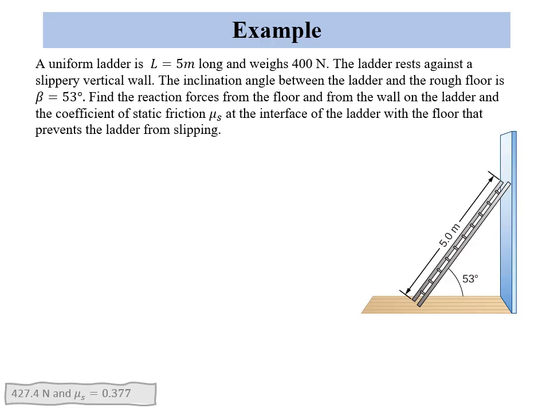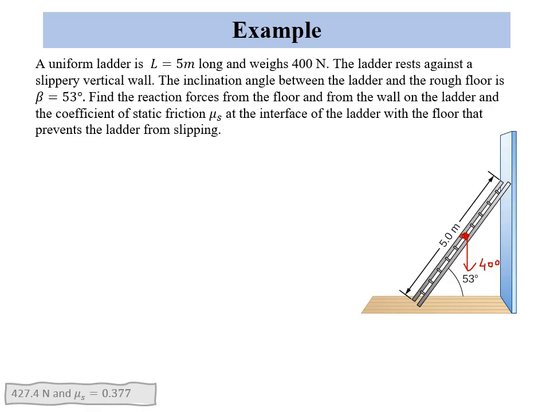The problem states we have a uniform ladder which has a length of 5 meters and it weighs about 400 newtons. Remember how in the previous problem the beam didn't have a mass, but this ladder does have a mass, so there will be a gravitational force on this ladder. It's a uniform ladder, so that means the gravitational force is going to be at its center of mass. So this is the 400 newtons.